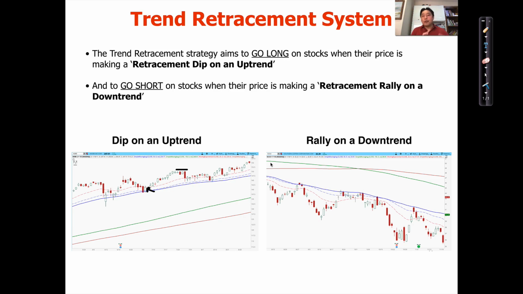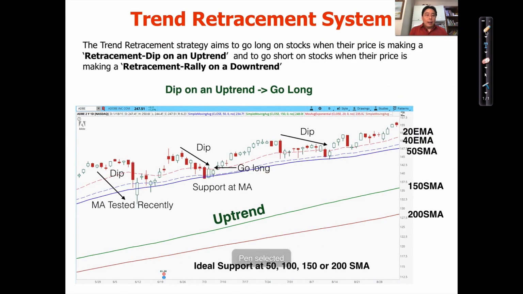And finally, in this strategy, we'll also be introducing momentum indicators to enter when the momentum is in your favor, to give you a stronger entry point in the system. So let's take a closer look at the two scenarios. The first scenario would be buying the dip of an uptrend, when we go long.